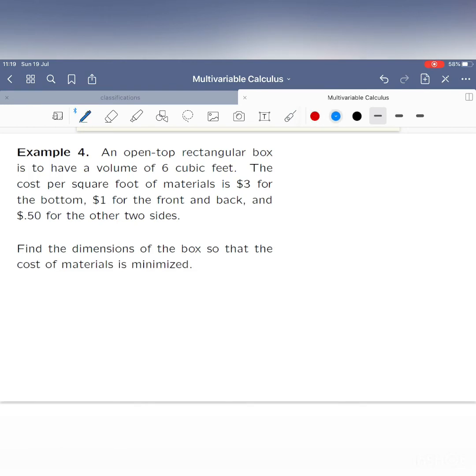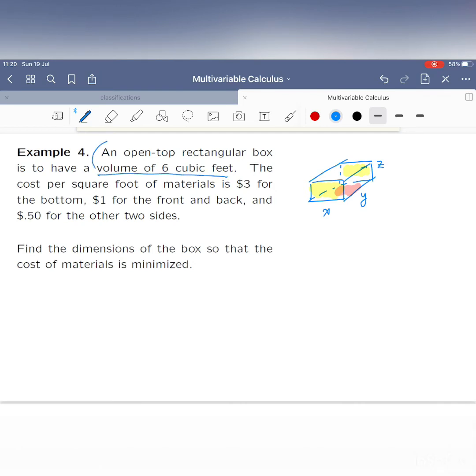So let us draw this box a little bit. Okay, so here's the box. It has no lid. Let's say that this one is x and y, and the height is z. Here is your front, there is your back, and this one is your bottom.